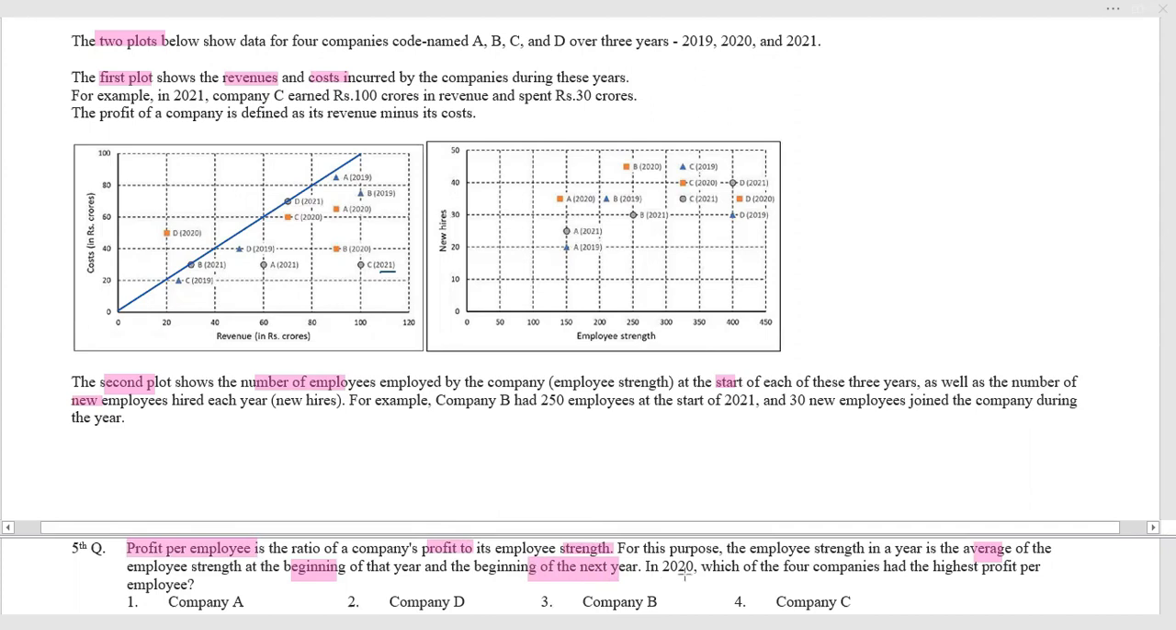Which one? In 2020, which of the four companies had the highest profit per employee? So I need to find the highest in 2020. For A in 2020, I need to first find it out. A profit line. A, where is A?